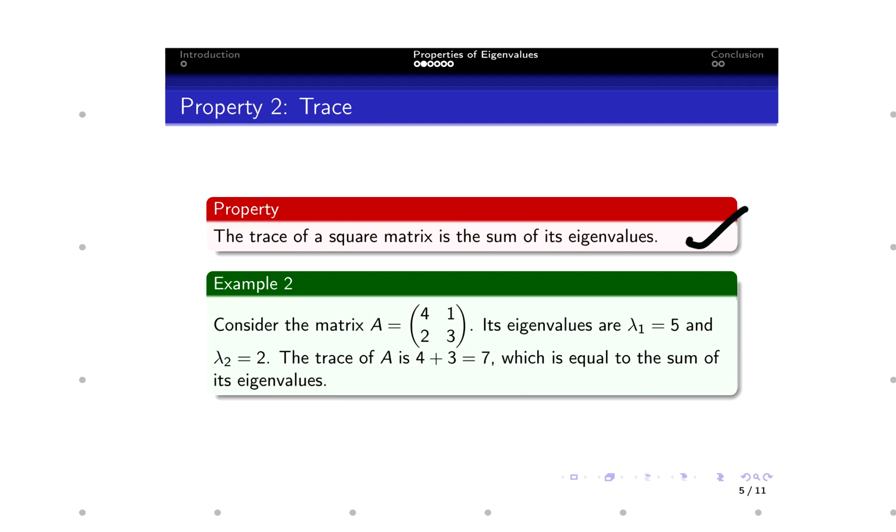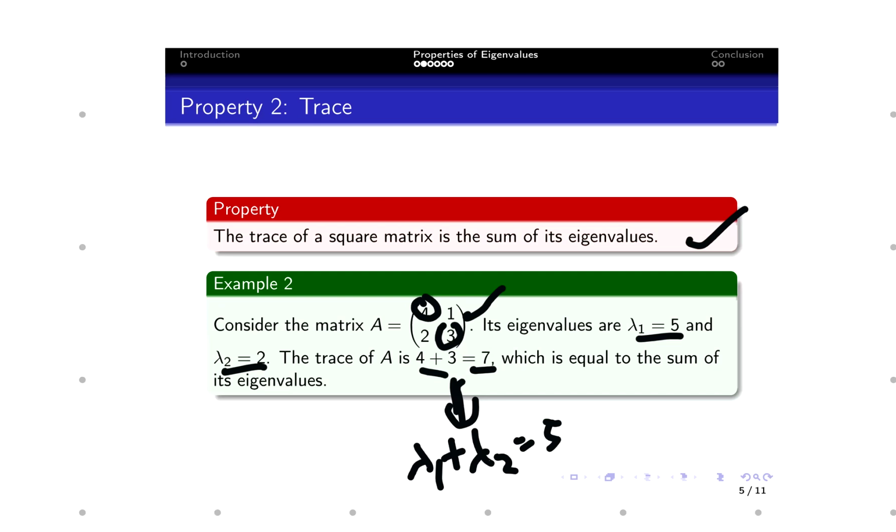Consider the matrix A: 4, 1, 2, 3. Its eigenvalues are lambda equals 5 and lambda equals 2, the ones we just found. Then you discover that the trace of A is the addition of the elements on the principal diagonal. That's 4 plus 3, which is 7. Now you see it's the same thing as lambda 1 plus lambda 2, which is 5 plus 2, and the answer is 7.